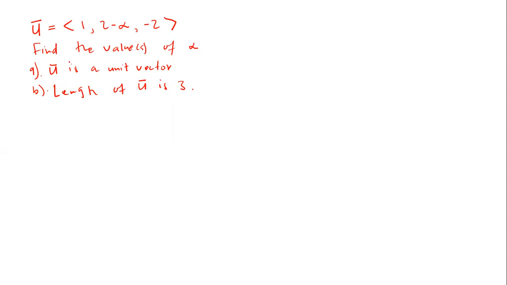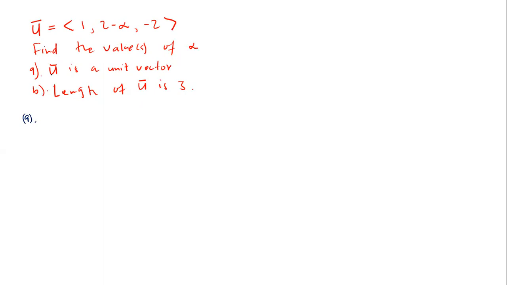Okay, so now we're going to start with question number A based on this information. We are given vector u, and we are told for number A that u is a unit vector. Therefore, we want to determine the value or values of alpha. So to solve question A, this is how we're going to do it.